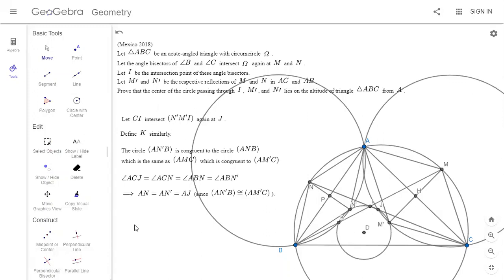Sorry, why is AN prime equal to AJ? Because the circle through A, N prime, and B is congruent to the circle through A, M prime, and C. So these two circles are the same size. If angle ABN prime is congruent to angle ACJ, and since you have the same angles in circles of the same size, they have to intersect segments that are the same length.